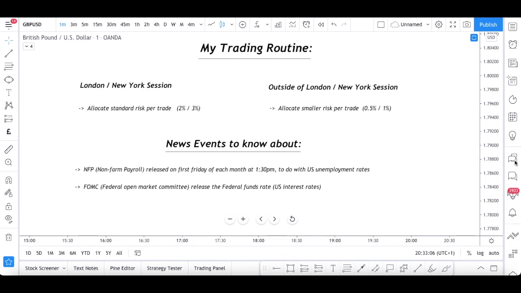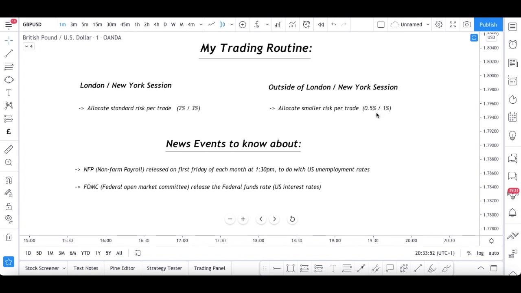And in my trading plan within these times, I'll look to take my standard amount of risk per trade. For me personally, sometimes it's 2% per trade, sometimes it's 3% risk per trade. Now, I don't usually like to trade outside of the London or New York session, but if I do find myself finding some sort of setups outside of the London and New York session, I will allocate a smaller risk per trade because it's going against what's in my trading plan. So a smaller risk per trade would be something like 0.5% per trade risk, or a 1% risk per trade.